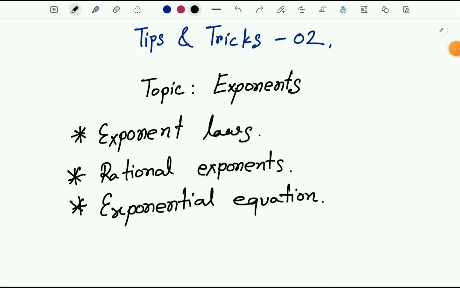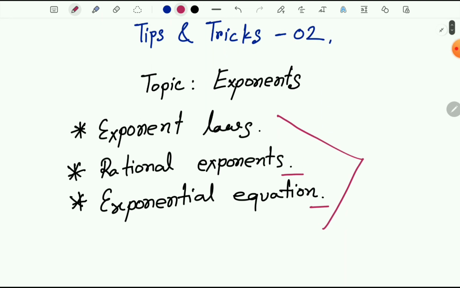This is going to be our second series on tips and tricks. Today our topic is exponents, and under this topic we are going to address three important subtopics, which are exponent laws, rational exponents, and exponential equations.